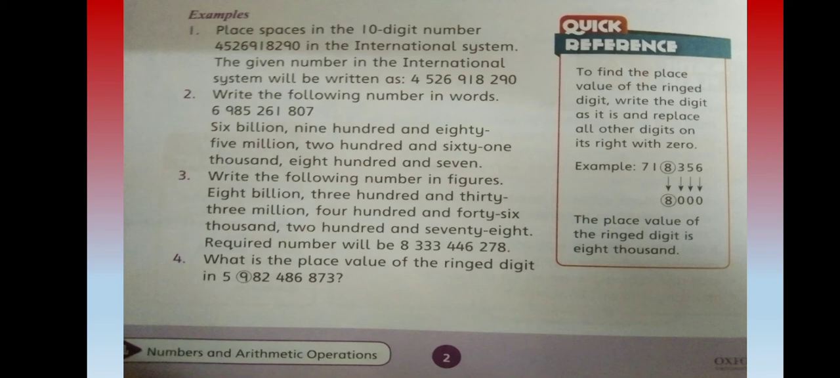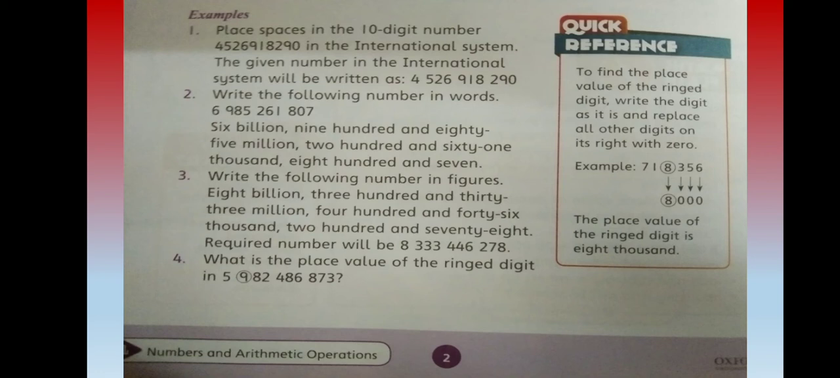Moving on to example number 3, write the following number in figures. A number is given in words, and we have to write it in figures. So we can use a place value chart and write each of the digits under its place. For example, 8 billion is written, so we can place 8 under the billions place, 333 under the millions place, 446 under the thousands, and 278 under units. So we get this number.